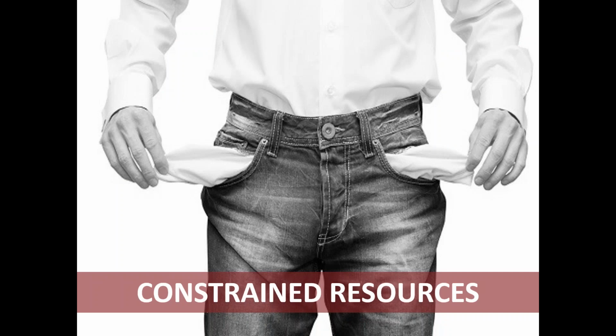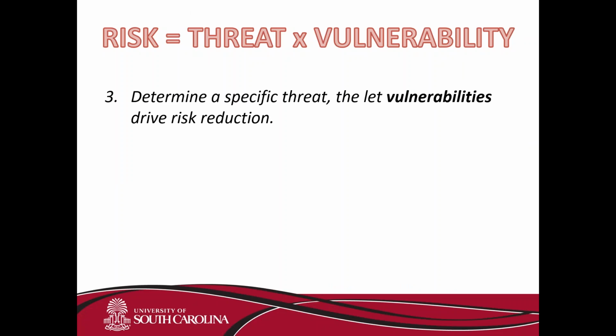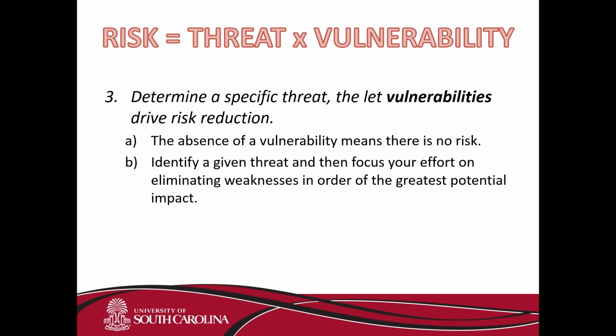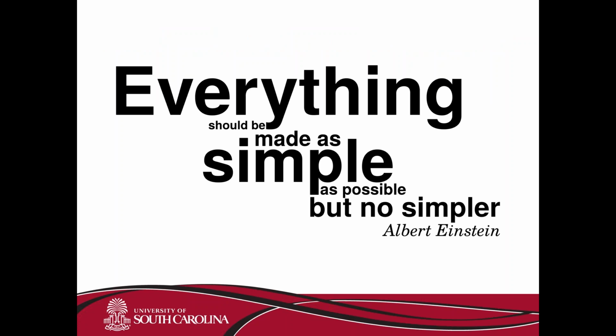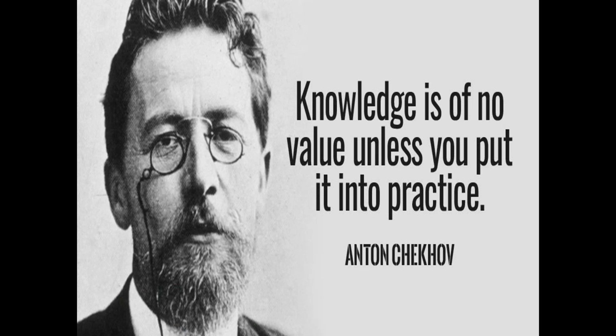Again, we have constrained resources. So let's only focus on those threats that we actually have, then deal with the vulnerabilities related with those threats. Okay, so determine a specific threat, then let vulnerabilities drive your risk reduction. So the absence of a vulnerability means there is no risk, and you want to focus your efforts on those things. So being very strategic about what you focus on. Everything should be made as simple as possible, but not simpler, says Einstein. So it's great. We've got a great theory to work from. Let's see how that actually looks in practice.